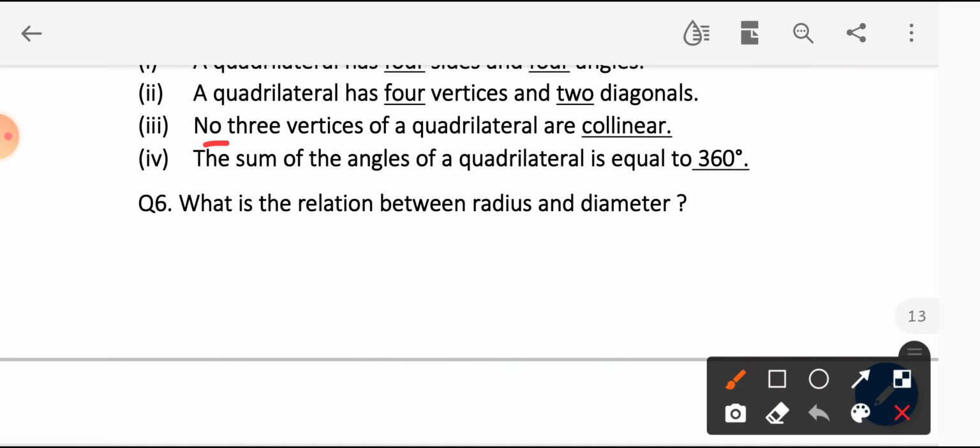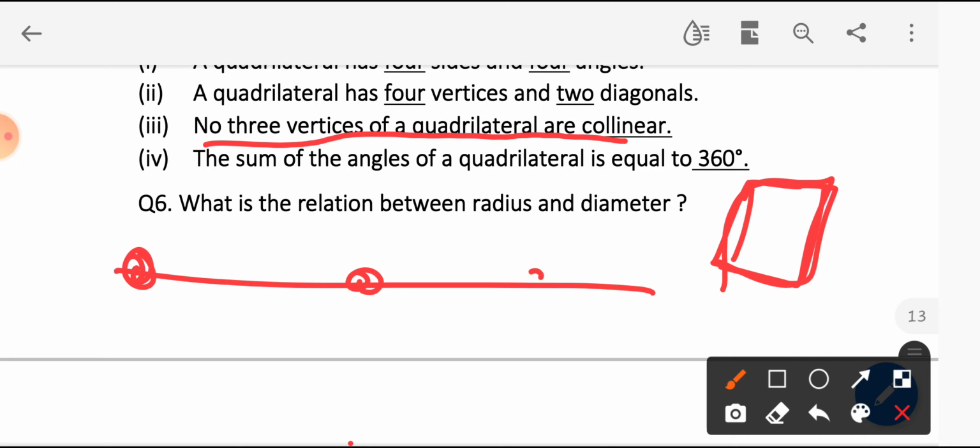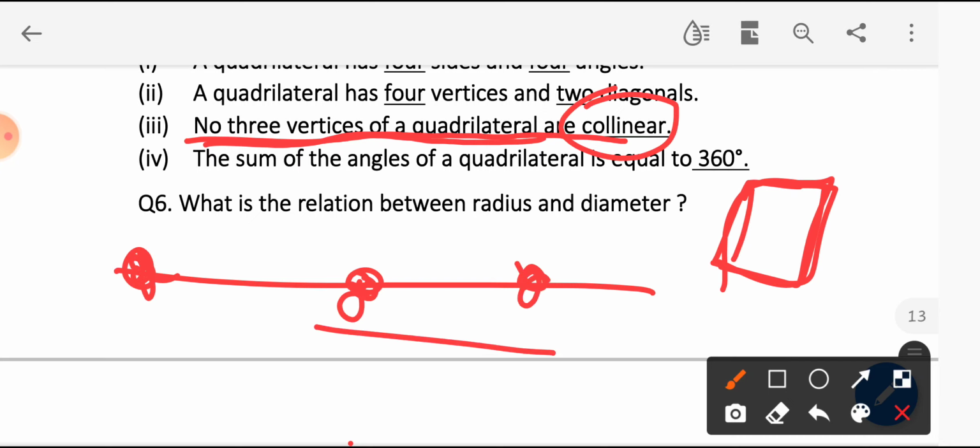Then third, no 3 vertices of a quadrilateral are collinear. Collinear means only on one line. Can all three points lie on a single line? No. A quadrilateral has 4 vertices, and it is a closed figure. If we take 3 points on the same line, will it form a quadrilateral? No. So no 3 vertices of a quadrilateral are collinear. If all three points are on one line, a quadrilateral cannot be formed.